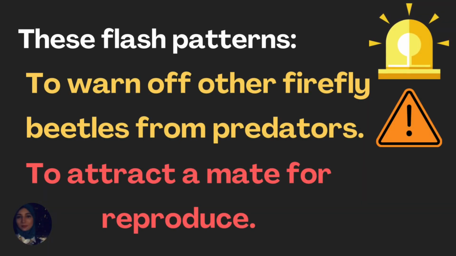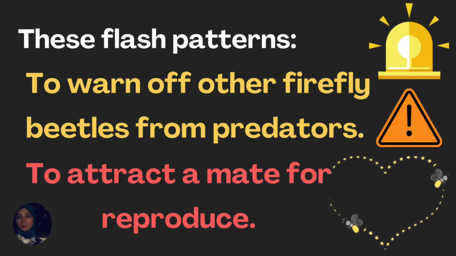And why do they make these flash patterns? This is for two very important reasons. First, to warn other fireflies of predators, that there is danger. And the other reason, to attract a mate to reproduce. So the fireflies use these flash patterns to warn other fireflies of predators, of dangers, or to attract a mate to reproduce.